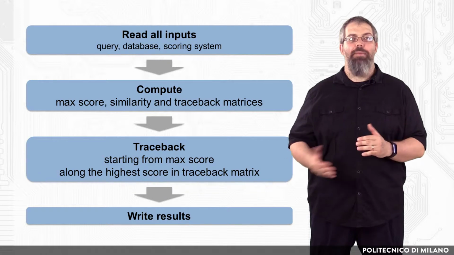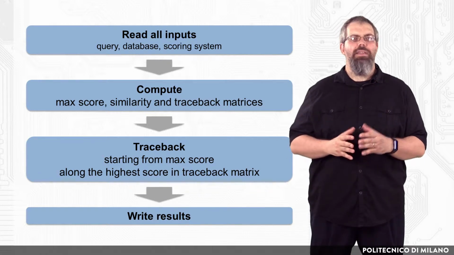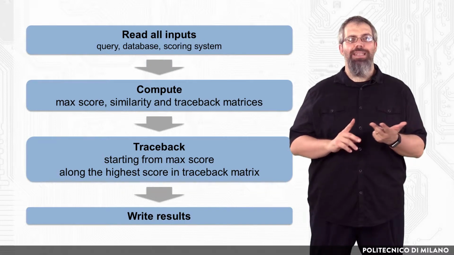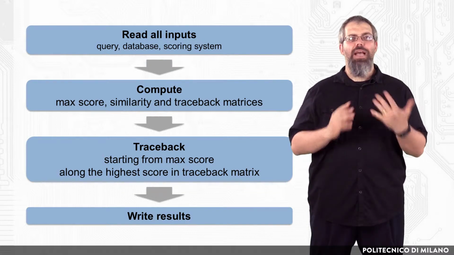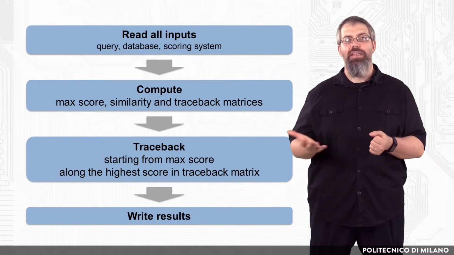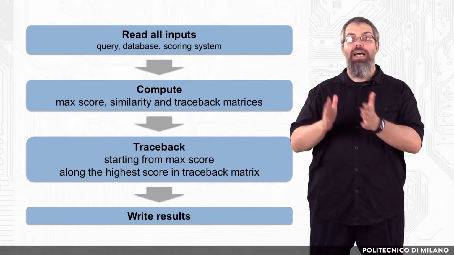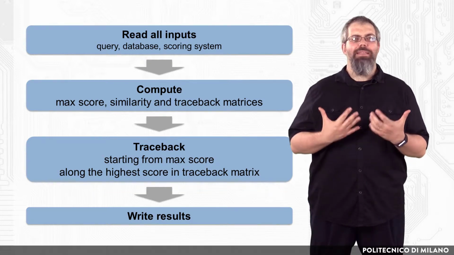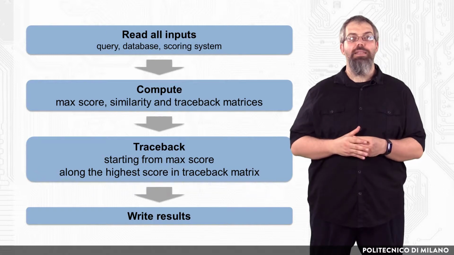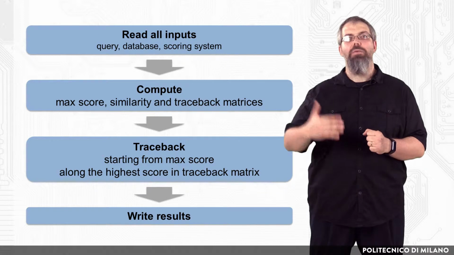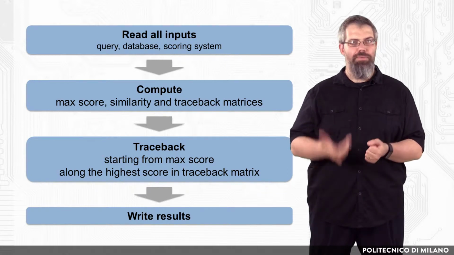We know that given a query n, a database m, a similarity system, and an affine gap function, the algorithm computes the scoring matrix S and the traceback matrix T, whose dimension is n times m each. Finally, it traces back the path of elements starting from the index identifying the maximum element in the similarity matrix, and terminating whenever a value of 0 is found.